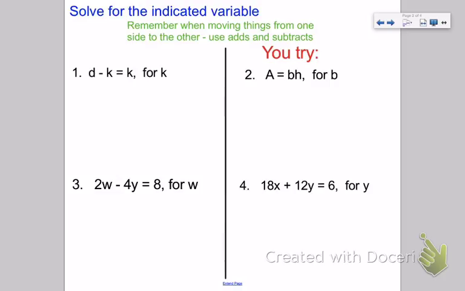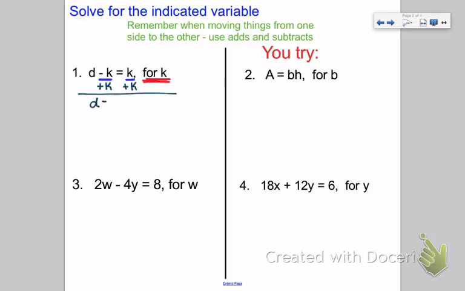Alright, let's try a couple more. We might have to do different things. So if we look at number 1, it says to solve it for k. When it says to solve for k, that means we want k equals. So this one's kind of weird because we've got a negative k on one side and a k on the other. So we need to get k on one side. In order to do that, we must apply the opposite operation. So we have a negative k. I want to move it to go with the other k.